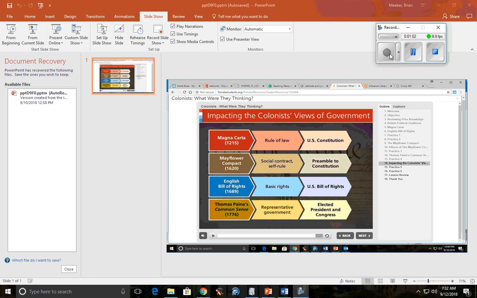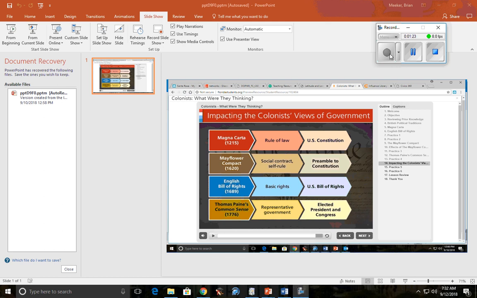This was the first example of a social contract and also self-government. Very, very important that you know this was the first example of self-government in the Americas. They agreed to certain rules so that they could have some order in their government, in their colony. This became the preamble to the Constitution.